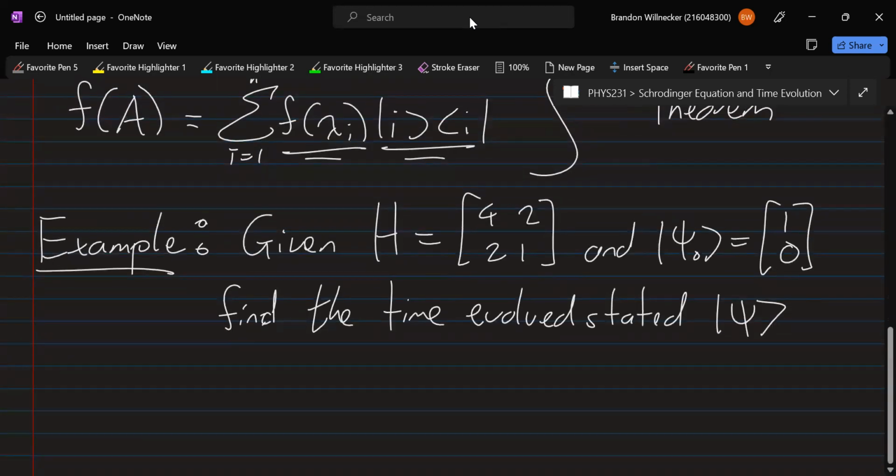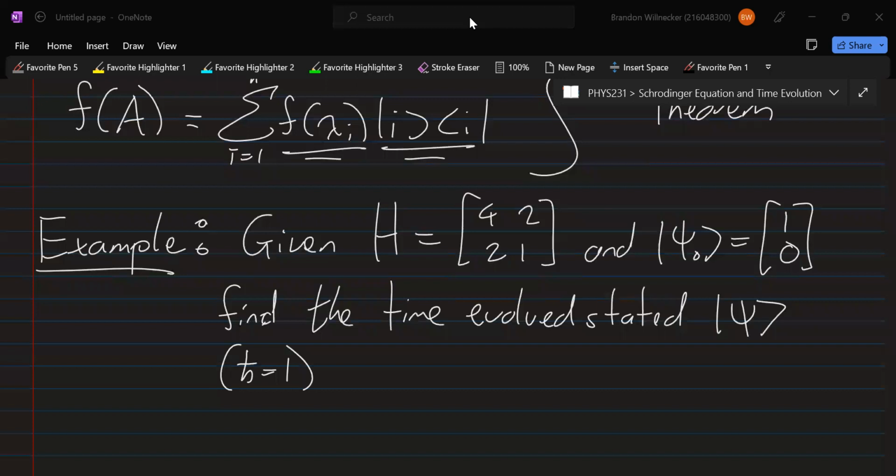Okay, and then just for this example, I'm going to set h bar equal to 1, just so that we don't have to write that repeatedly. So first things first, we need to find the time evolution operator and then act it on psi naught, and that's how we get psi. So we need the function of the Hamiltonian here. We need to exponentiate it. That's difficult because this Hamiltonian is not in diagonal form, so we need to make it into diagonal form.